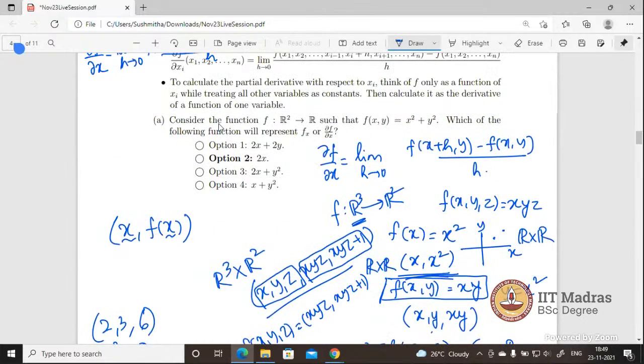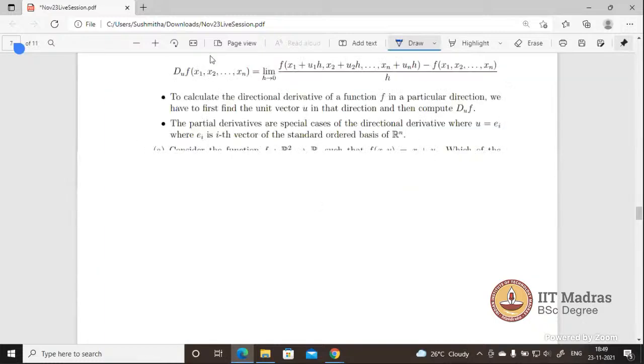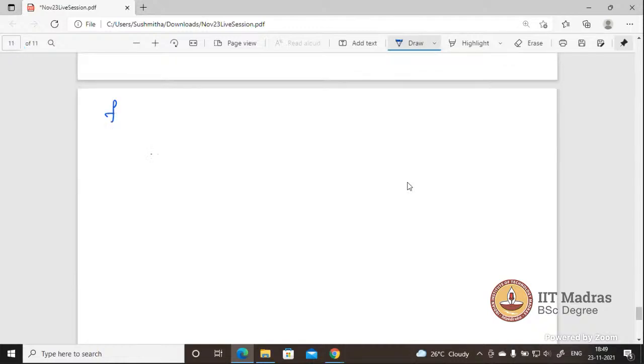So what were we doing? We were doing derivatives. Let's take this function to the last page. So we were talking about partial derivatives. fx will be limit as h tends to 0, f of x plus h comma y minus f of x comma y by h, right? So in this case, there is no change in y, right?